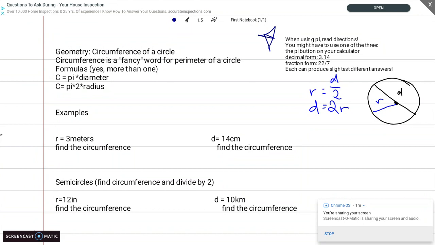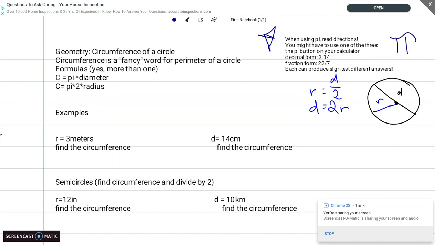You can actually use 3 different numbers to represent pi. The first is the pi button on your calculator. It looks a little bit something like this. You could also use the decimal form, 3.14, or the fraction form, 22 over 7. It really depends on what the directions are asking you, but each can produce a slightly different answer. So if the directions say use this type of pi, make sure you are using that.